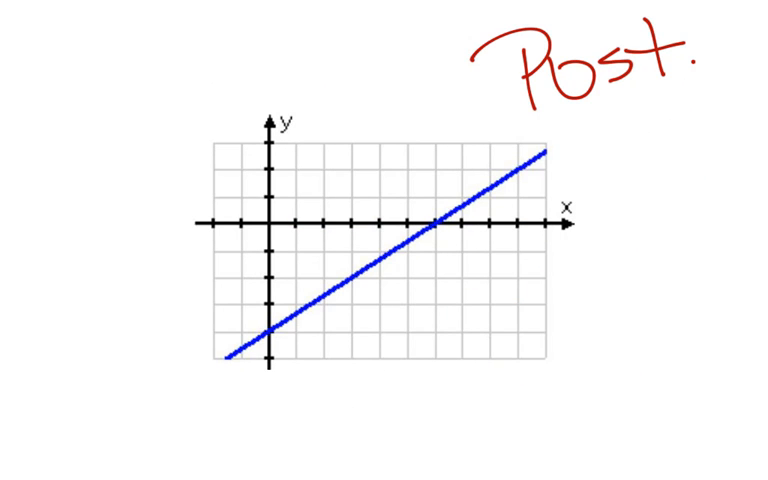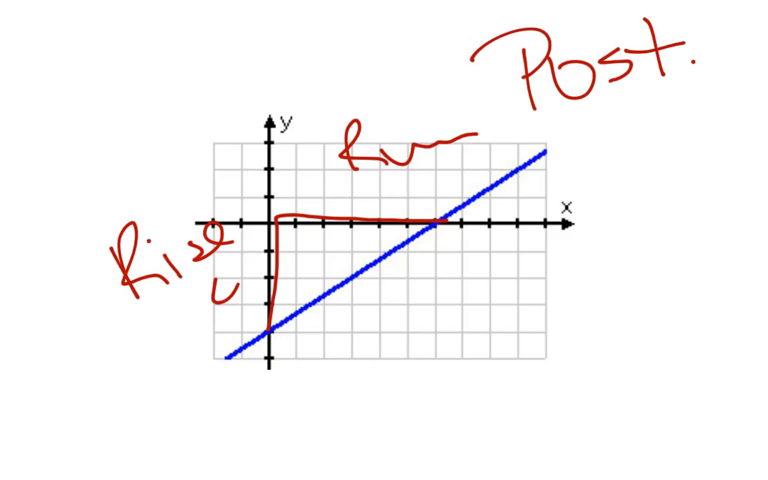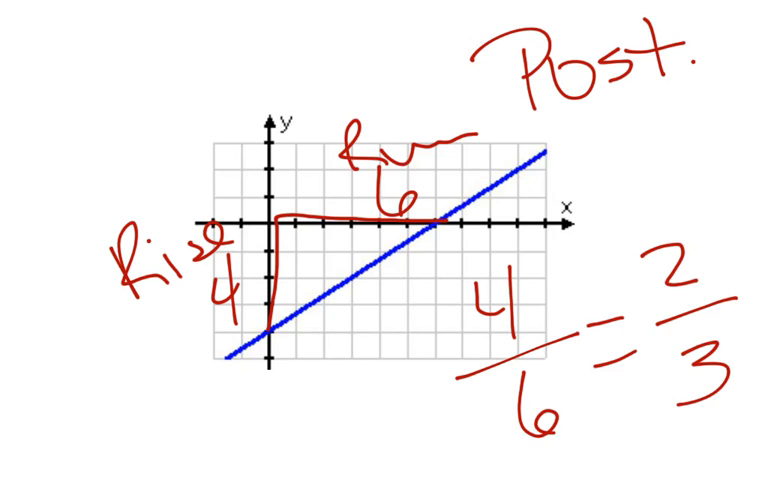Okay, this is a positive slope. We're going to have a rise and a run. This is my rise. This is my run. 1, 2, 3, 4 for the rise. 1, 2, 3, 4, 5, 6 for the run. So it is 4 over 6 because you put the rise over the run. This will reduce to 2 over 3.